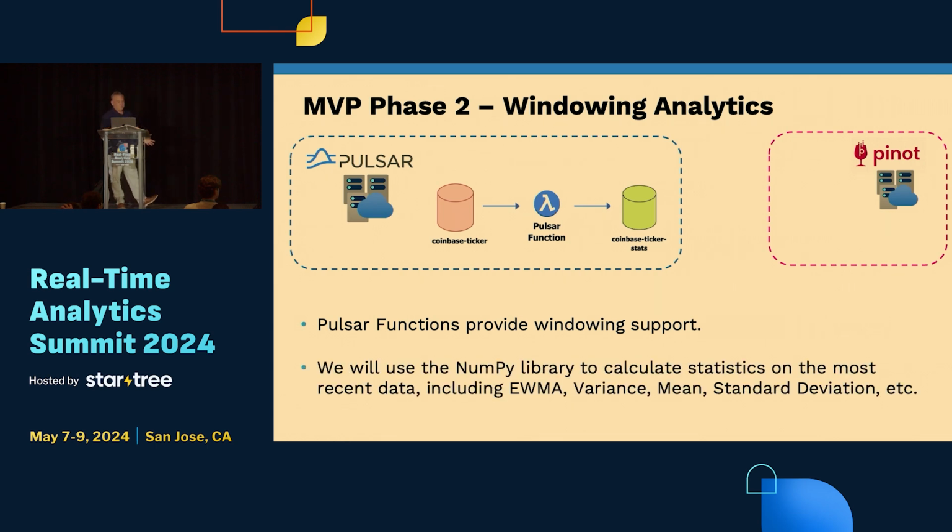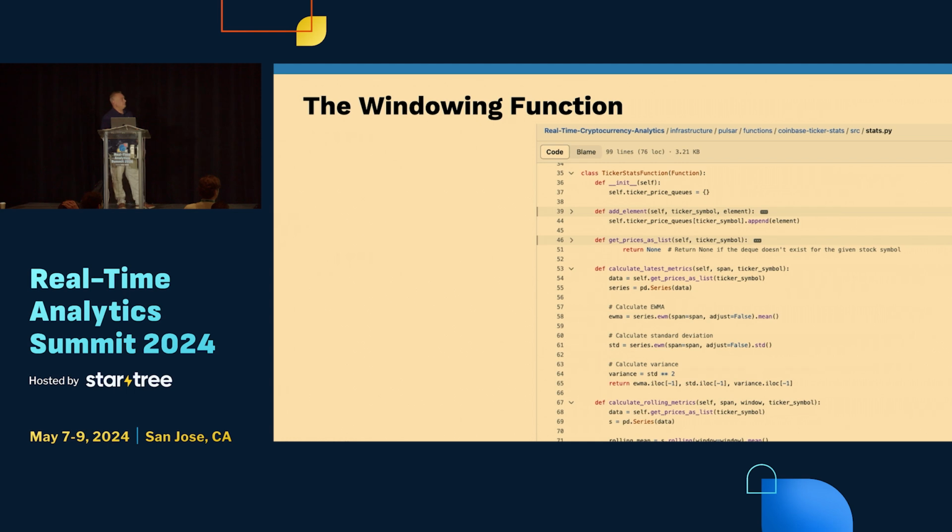Since we can write them in Python, and NumPy is a really cool library for that, we can use that to do some interesting stats around exponentially weighted moving average, variances and means, information that might be useful for machine learning models. In the second version of this talk, I go into that: you can do a machine learning model and just read the data right out of there as well. And then with Pinot, just to prove that it's there, we'll also use the Pinot plugin and have a ticker stats table available so we can actually query the data and see it.